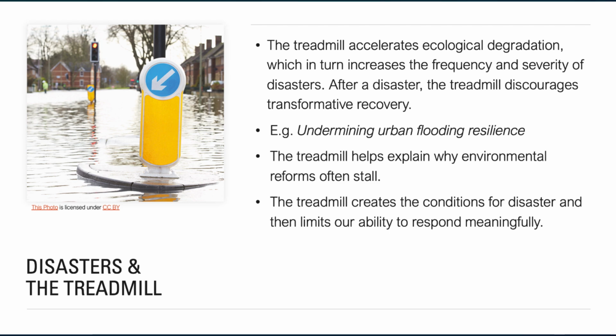But this theory also invites us to think about alternatives. What would it mean to step off the treadmill? Could we design economies that prioritize ecological health, social equity, and long-term resilience over short-term growth? The treadmill of production is a sobering theory, but it is also a call to action. My action, your action, our action. By understanding its mechanics, we can begin to envision a world where sustainability is not a side effect, it is a foundation.